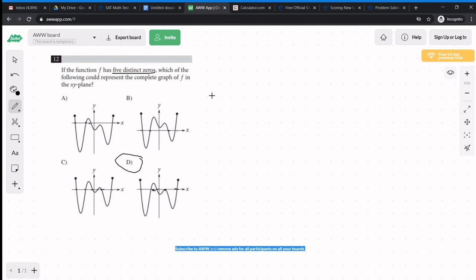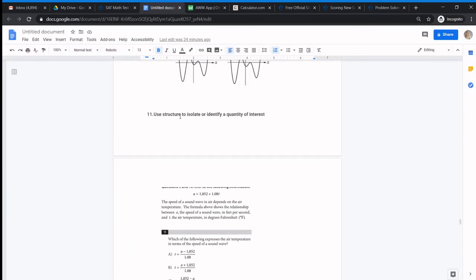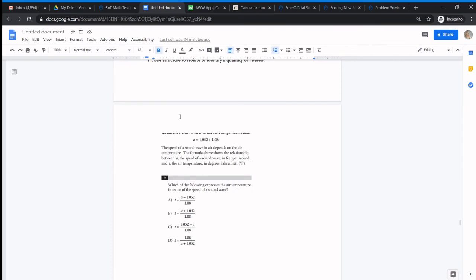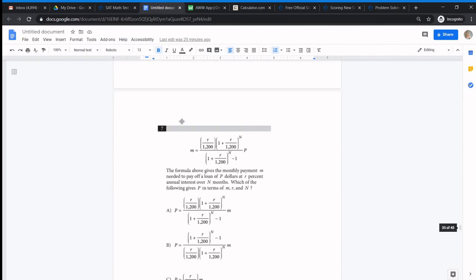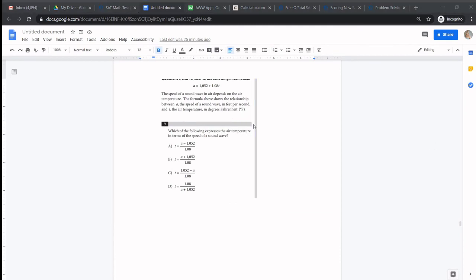This one, pretty simple. If a function has exactly 5 zeros, that means it's going to intercept the x-axis exactly 5 times. If you understand that, then this should be pretty easy for you. Use structure to isolate or identify a quantity of interest. Okay, so this is just transforming an equation to figure out the quantity that you actually want.